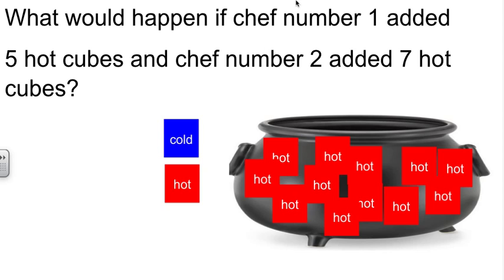So how could we represent that? This would be like adding in 5 hot cubes. The hot cubes are positive, and I put them in. And then I'm also going to add in 7 hot cubes. And what happened at the end? At the end, altogether, I had 12 hot cubes.